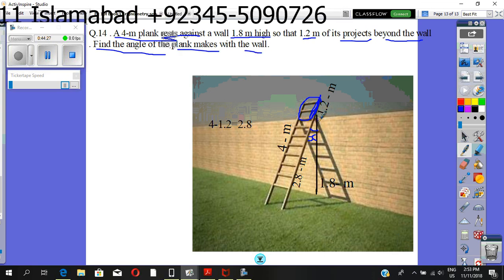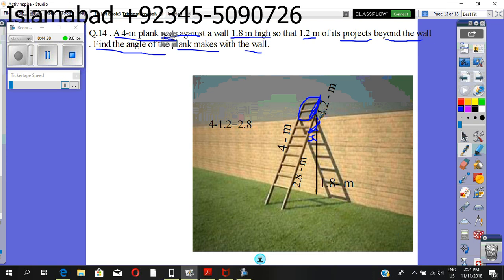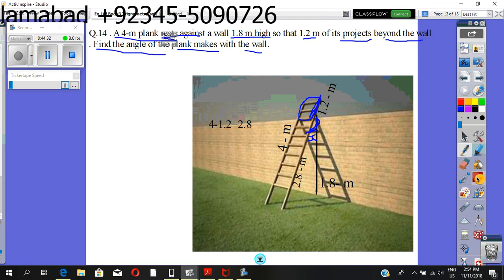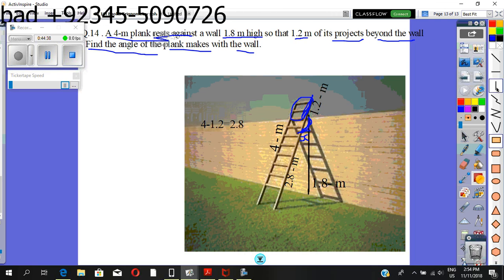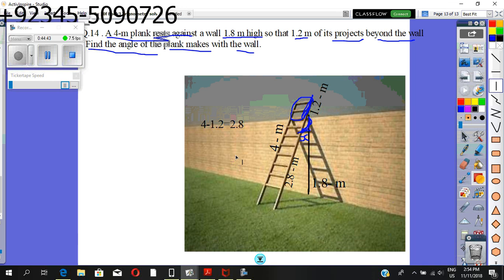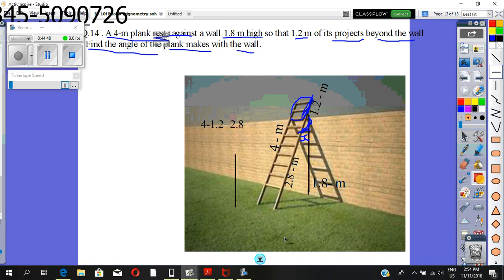Here we're supposed to find this angle, the angle with the wall. Let's make this diagram a little smaller. Let's say we have a wall here. We draw it again, another diagram. Suppose this one is the wall, and this one is the plank, which is projected just like this.